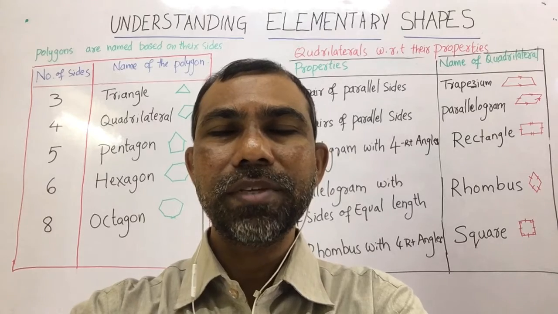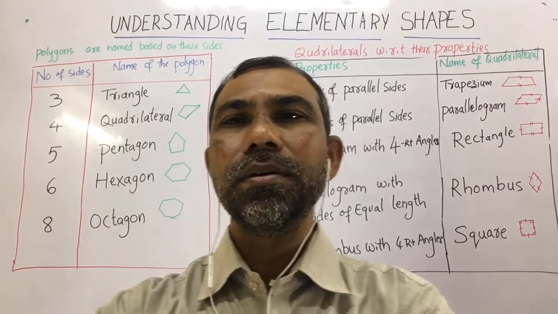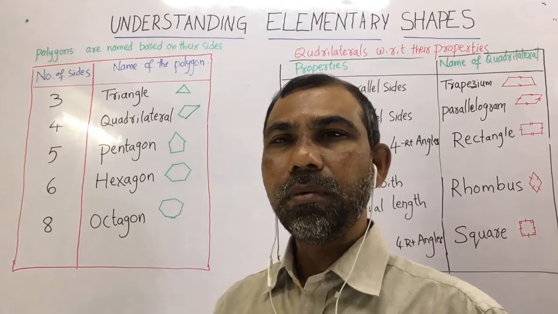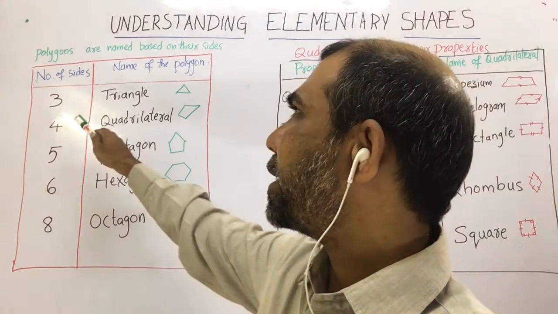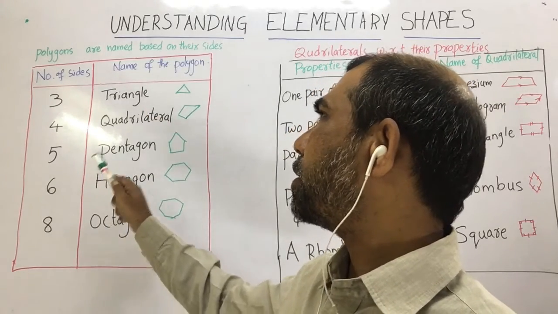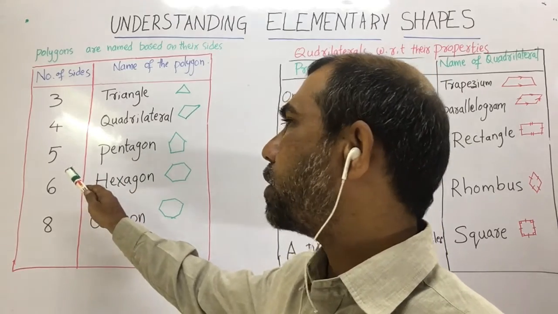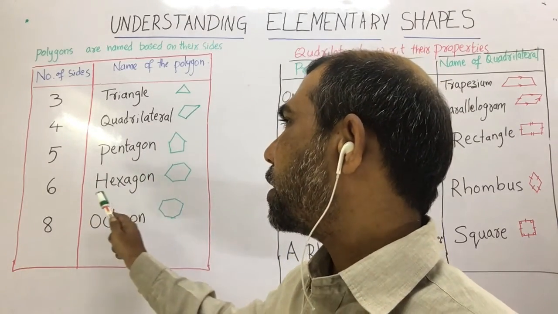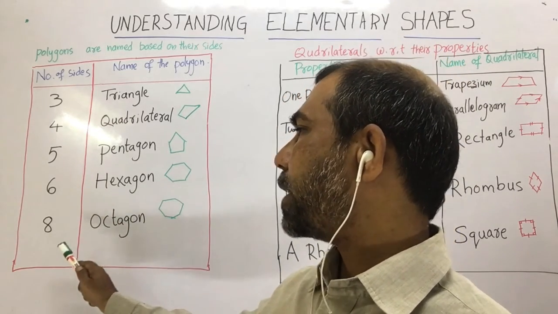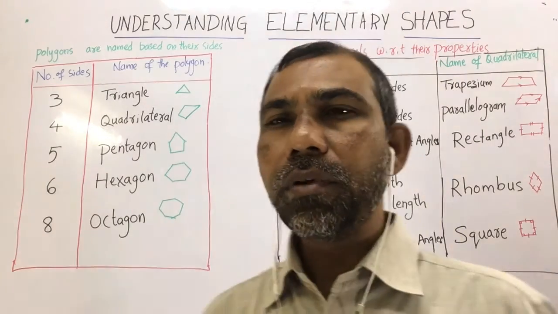Based on the number of sides, we can give different names for a polygon. Here we have a table with the different names of polygons. A three-sided polygon is a triangle. A four-sided polygon is named a quadrilateral, and a five-sided polygon is a pentagon. A six-sided polygon is a hexagon. An eight-sided polygon is an octagon.